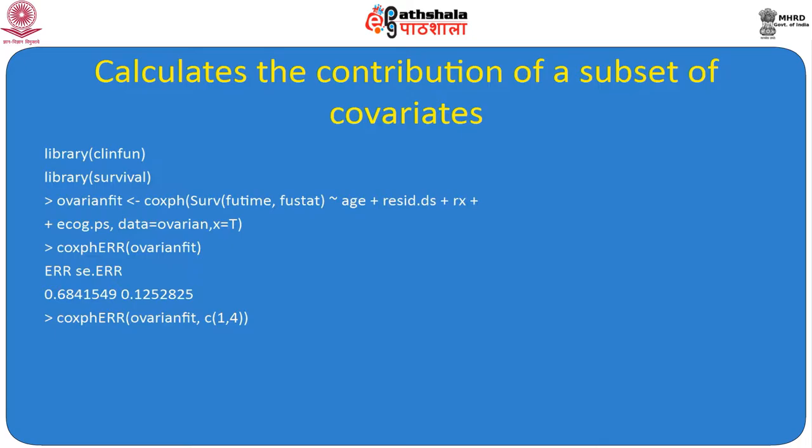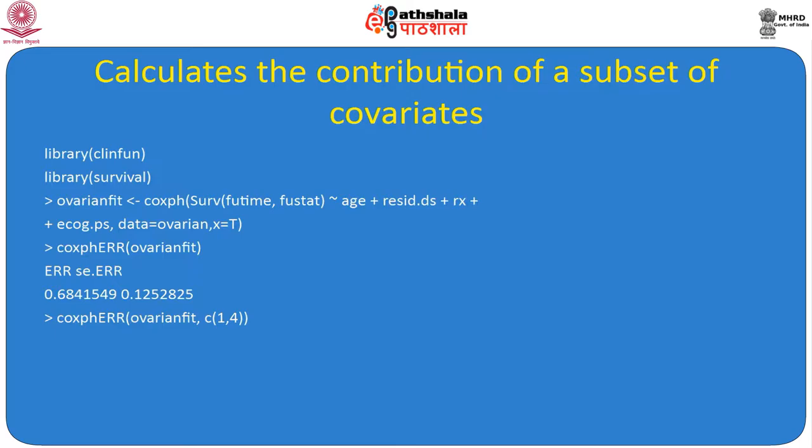As I mentioned in earlier models, relative risk gives the idea of the proportion of disease among the exposed with respect to the proportion of disease among the non-exposed. And we have seen the function to calculate direct relative risks. Here we are calculating relative risks with respect to covariates. The covariates considered are age, resid.ds, rx and ecog.ps, so four covariates. Among these four, except age, the three factors resid.ds, rx and ecog.ps are categorical variables, and resid.ds, for example, is a discrete variable with values 1 and 2.